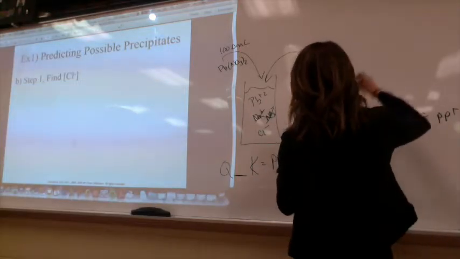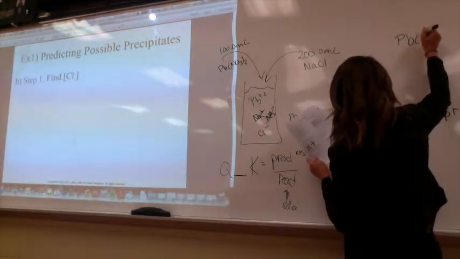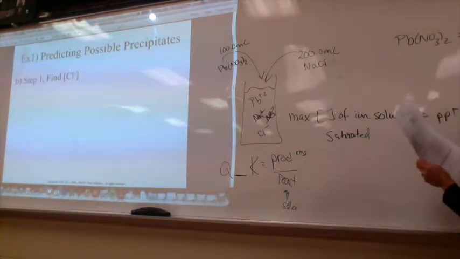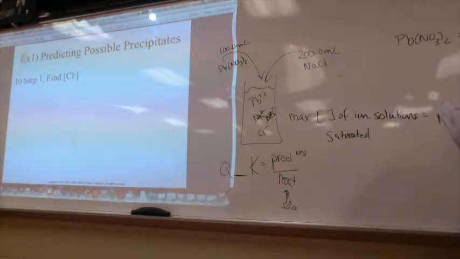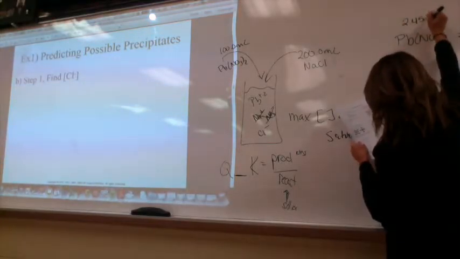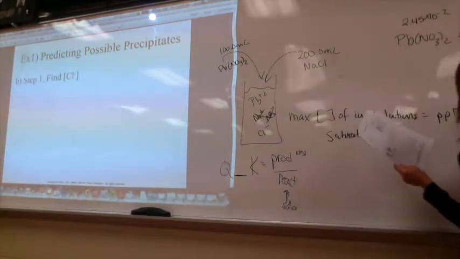So first, I'm going to write out this reaction so that I can recognize how many ions I'm forming of each of them. If I were using nitrate, I would have to do double that, right? But this is the concentration of the lead 2 nitrate. This is 2.45 times 10 to the negative 2. What's the concentration of the lead ion?